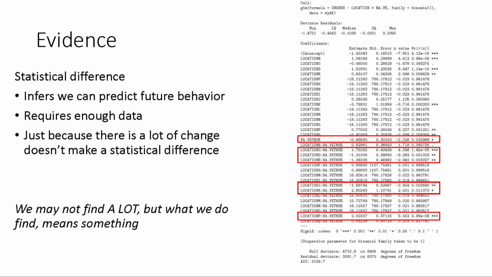So first of all, I just want to go over the building of our evidence. What we're looking for is a statistical difference from before to after they had viewed the data. When we see a statistical difference, it infers that we can predict future behavior, but it requires enough data from before and after. Just because there's a change or a large amount of change doesn't always make a statistical difference. So we may not always find a lot, but what we do find actually means something. It's actually pretty hard for us to observe a statistical difference. We have to have quite a lot of data.